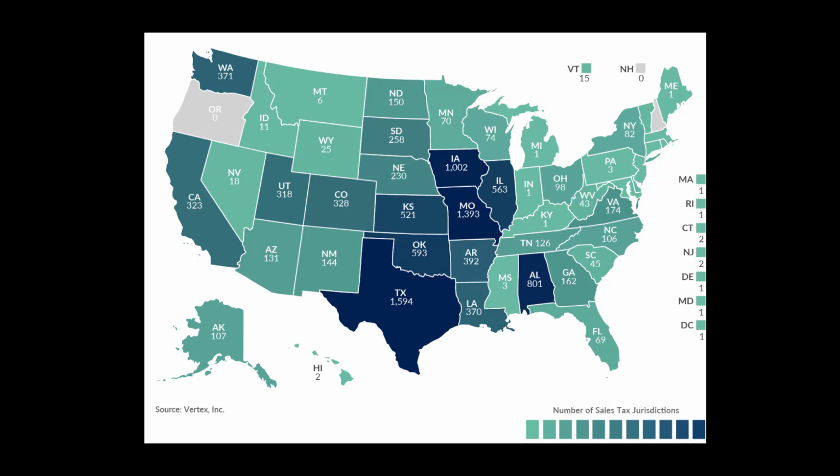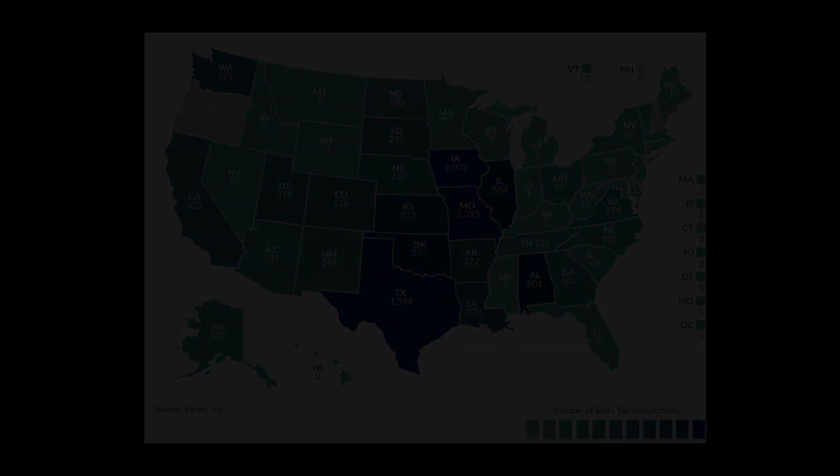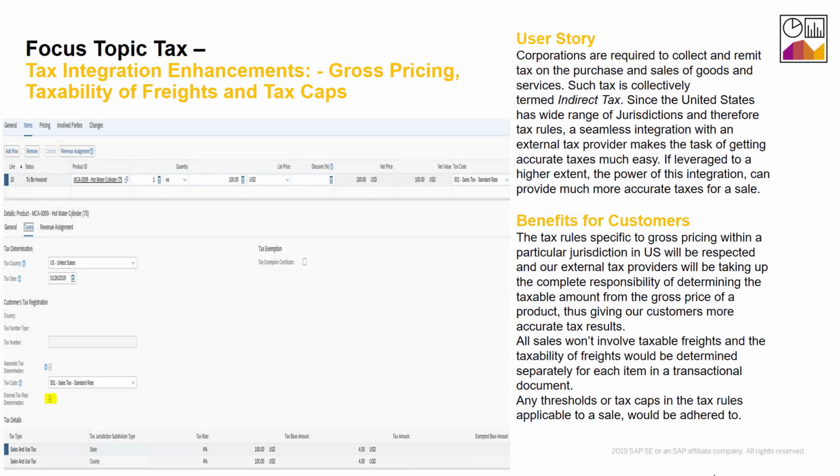Since the US has numerous jurisdictions with diverse tax rules varying frequently, we in ByDesign integrate with our external vendors Vertex and Avalara to fetch the latest tax rates for every transactional document within the system. We have now enhanced this integration to support gross pricing and taxability of freights. Scenarios involving tax caps and thresholds are also being met, basically leveraging the power of integration.